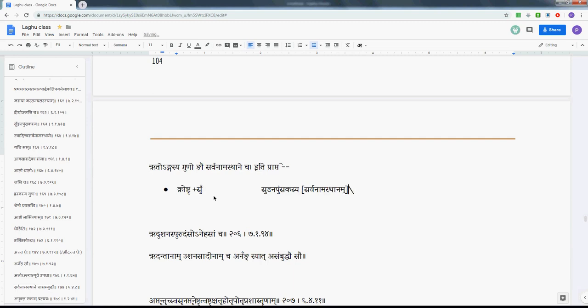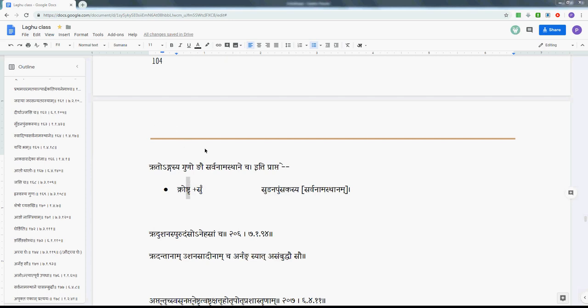So su is following, so Sarvanamasthana is there. Although it is not me, Sarvanamasthana is following. So here, iti prapte, you should have done guna, and then what is the guna of ru? Adeng gunaha. What is the guna for ru?